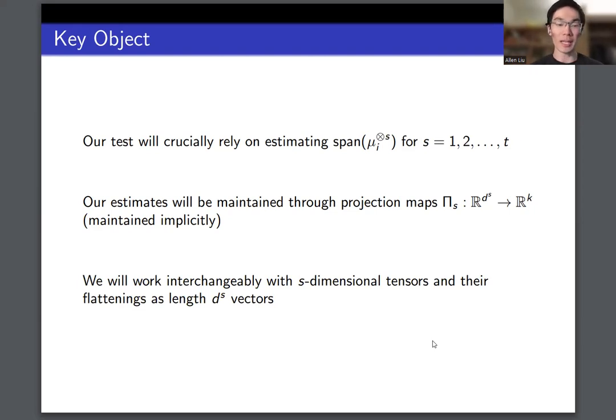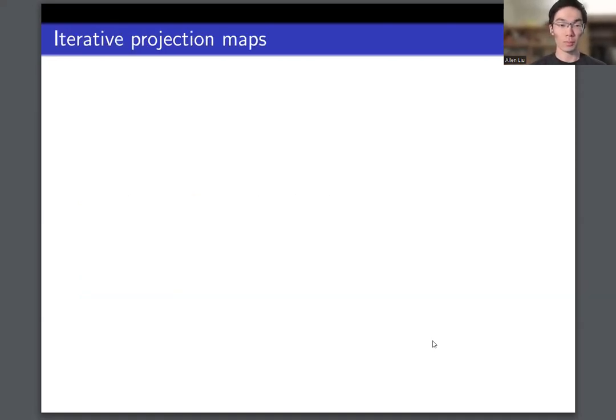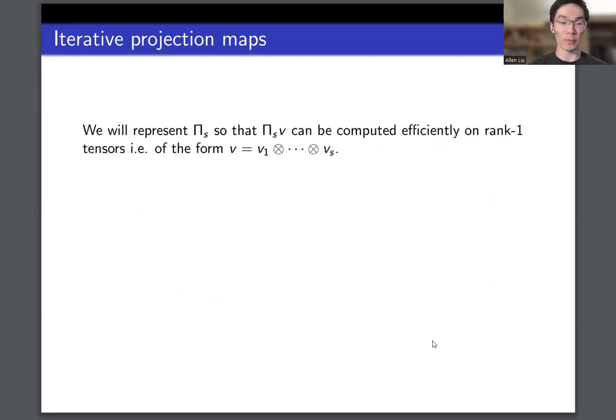Again, with a slight abuse of notation, for the rest of this talk we'll work interchangeably with these s dimensional tensors and their flattenings as length d to the s vectors. Okay, so the way we'll construct these spans and these projection maps, we'll do so iteratively.